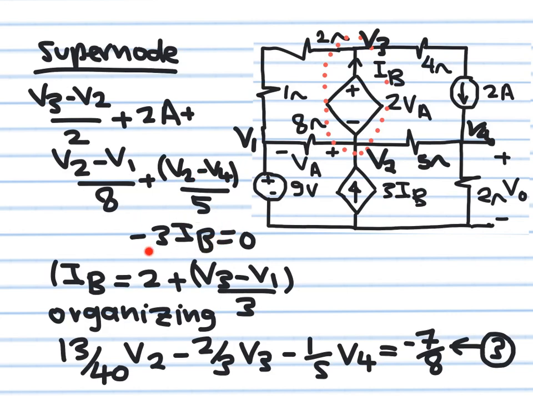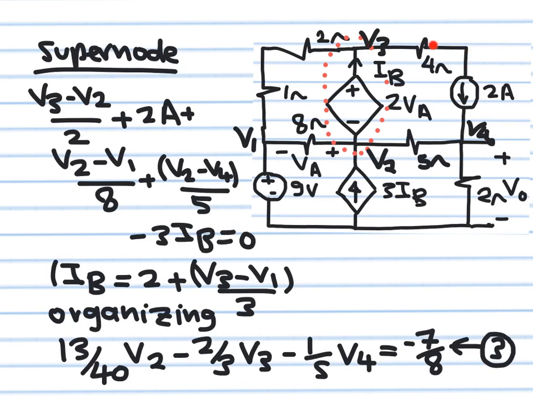But I cannot leave this equation this way. Why? Because IB is a controlling parameter. And as we agreed, whenever we have a dependent source, we have to replace the controlling parameter, which can be a voltage or a current, in terms of your unknowns. My unknowns here are V1, V2, V3, and V4. So what I did here, I said that this IB is the sum of this current plus this current using KCL.